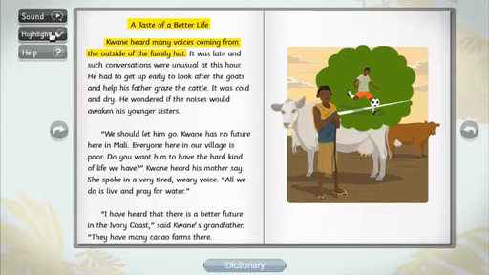Kwan heard many voices coming from outside the family hut. It was late, and such conversations were unusual at this hour.